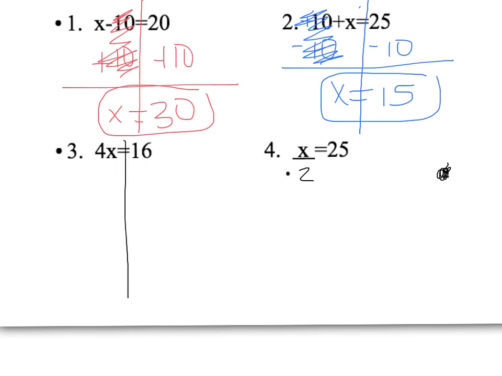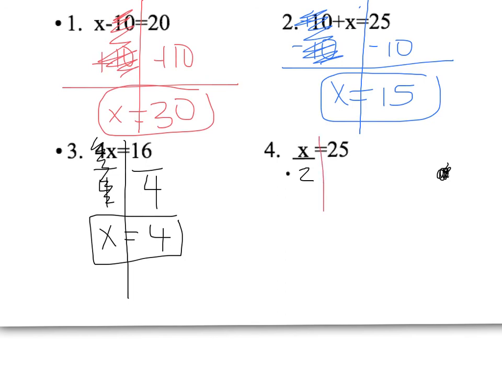Number 3, draw a line down my equal sign. This is a multiplication problem. 4 butted up right next to an x means 4 times x. The opposite of times is divide. So I'm going to divide both sides by 4. 4 divided by 4 is 1, leaving me with 1x equals 16 divided by 4, which is 4.